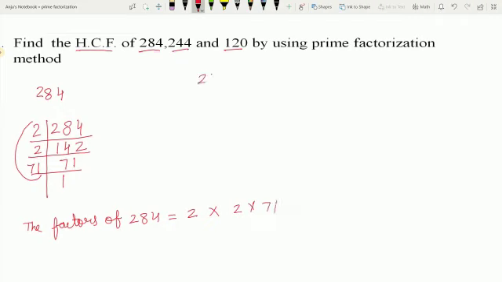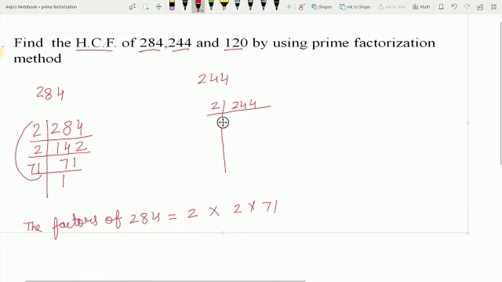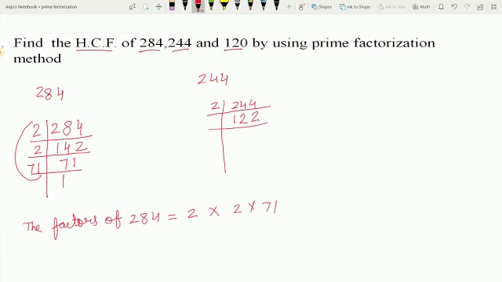Now let us do the prime factorization of 244. So as we know 244 is an even number. So ये 2 से divisible होगा. 2 ones are 2, 2 twos are 4, 2 twos are 4. Now 122 is an even number, so it is divisible by 2 in 61 times. 2 sixes are 12, 2 ones are 2.